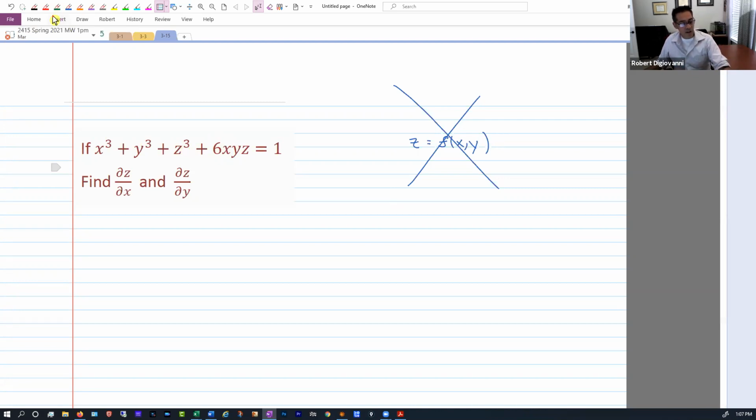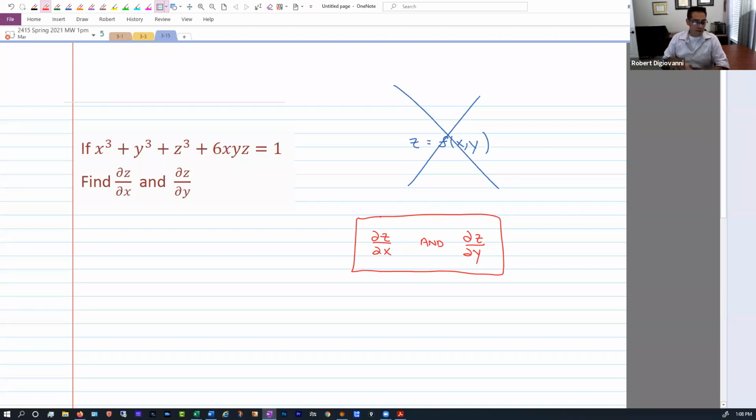But we still are interested in two things. We want to know the partial of z with respect to x, and we also want to know the partial of z with respect to y. Those are the two things we want. Because this is some sort of surface, it has three variables related to one another. So if we stand on the surface at some point and point in some direction, what is the slope of the tangent line there? And if we point the other direction, what's the slope of the tangent line?